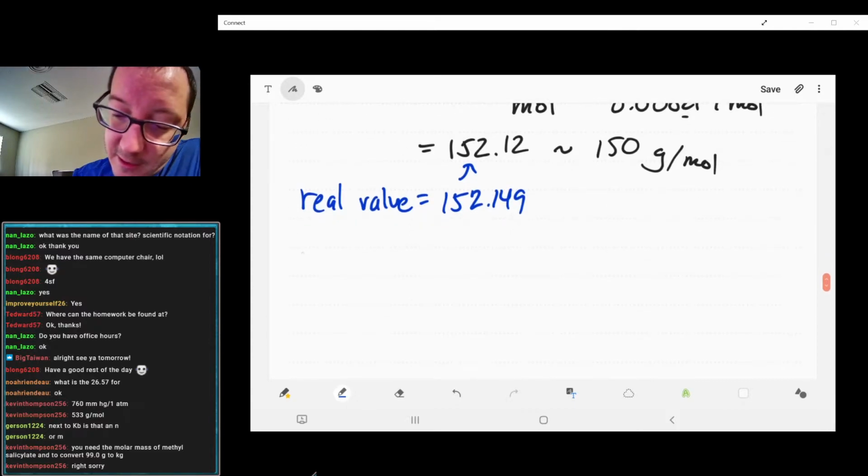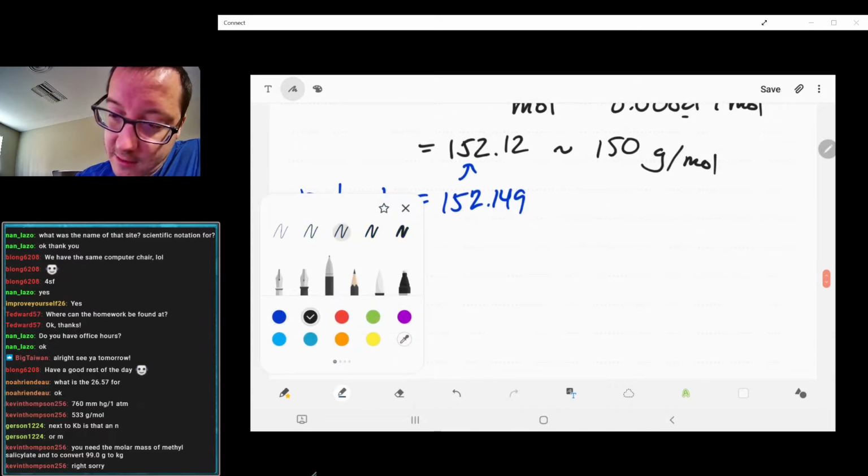Cool. Let's talk about colloids. Ooh, let's use black, though.